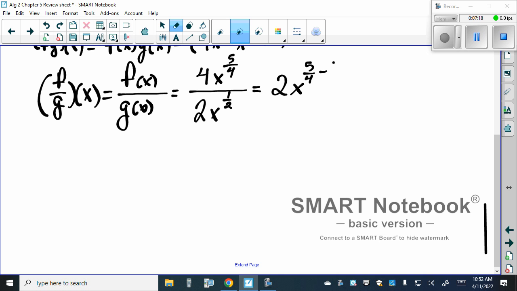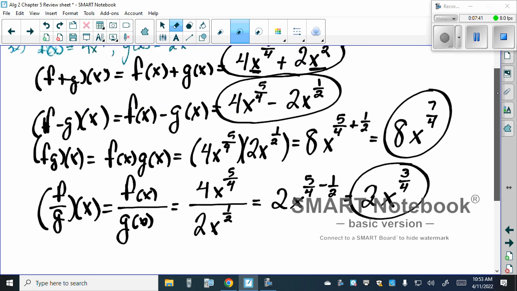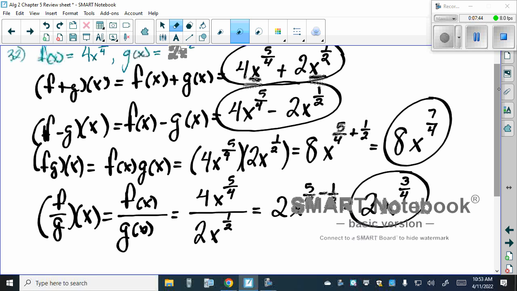So we'd say 5/4 minus 1/2. And again, just like with addition, 5/4 plus 1/2, 5/4 minus 1/2, we can plug into the calculator, and it would give us 3/4. So these here would be our 4 answers. Any other questions on this here for number 32? So we're good with problem number 32, yes?